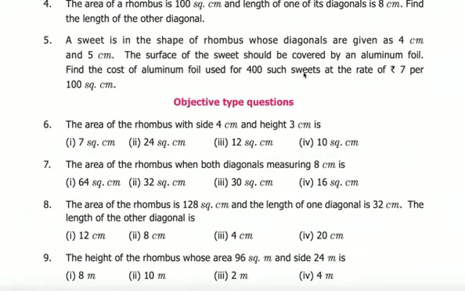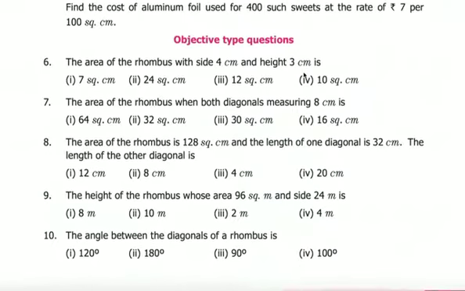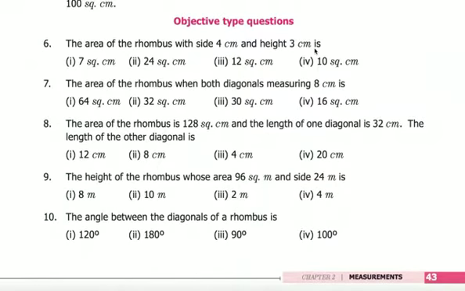Those diagonals are 4 into 5, so the area is 10 cm square. Okay. How many? 400 sweets, so 4000 cm square. 4000 into 2, 8000 cm square area you have to cover. 8000, right? 7 rupees per 100 square cm. 8000, how many 100 square cms? 8000 by 100, 80, right? 80 into 7 is how much? 560. That is the answer. 560 rupees.